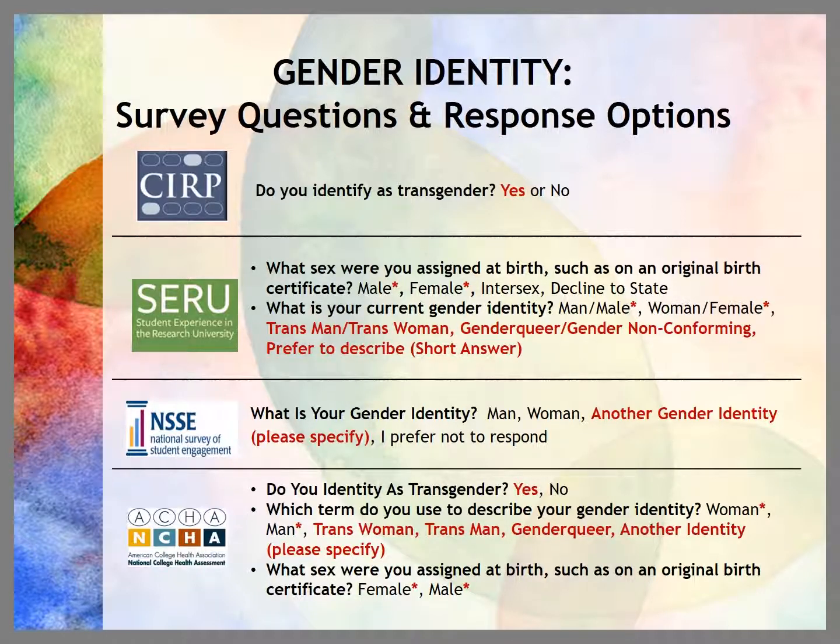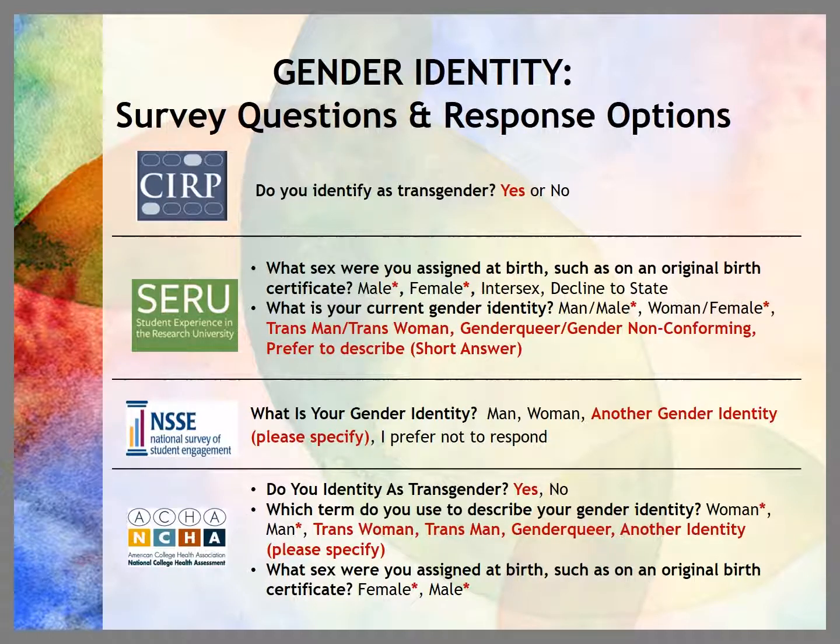With the NCHA, what you'll see here is that we actually ask 3 different questions. We ask about their sex assigned at birth. We ask whether or not they identify as transgender, and then we ask them how they describe their gender identity. And we've written a program that takes the responses to all 3 questions to sort student cases into either female, male, non-binary, or missing.